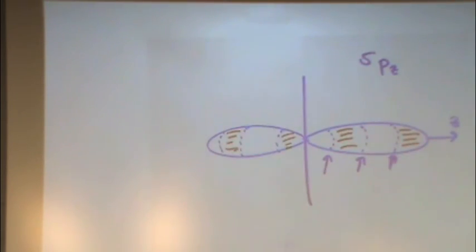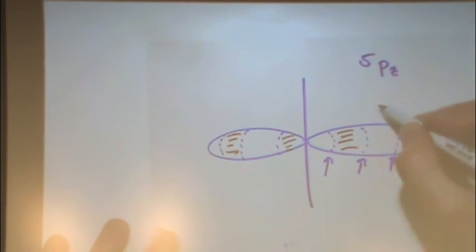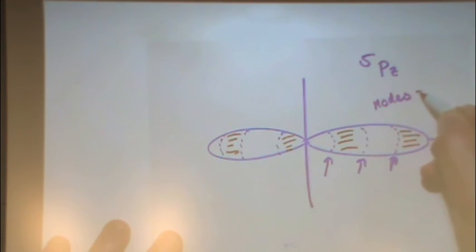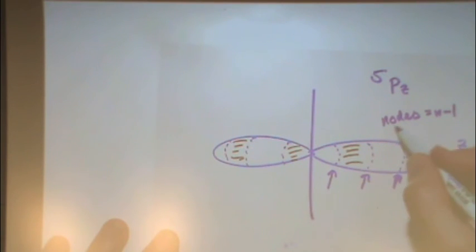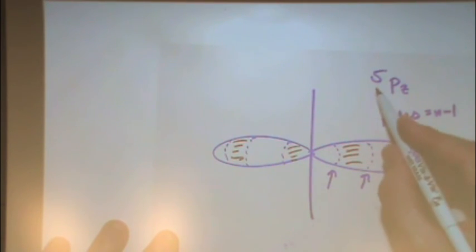Yes? Why was there 5? Here it is. Why was this 5? Because I counted 4 nodes. 1, 2, 3, 4. And nodes is n minus 1. So if there's 4 nodes, then this is 5. Okay? Cool. All right, I gotta keep it moving.